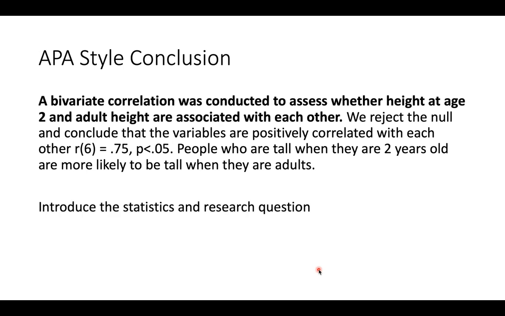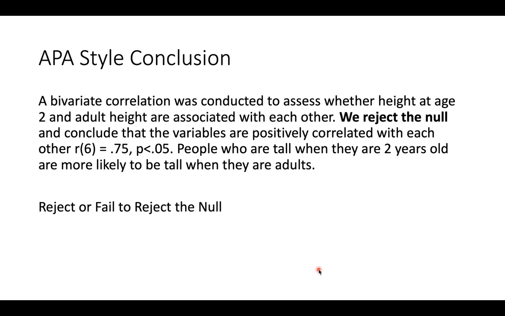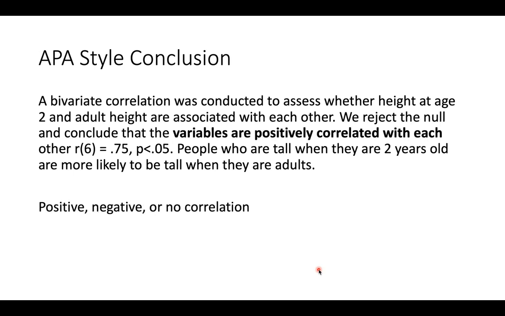So the first thing we do is introduce the statistics and the research question. A bivariate correlation, that's our stat, was conducted to assess whether height at age 2 and adult height are associated. That's our research question. Next, we state whether we failed to reject or rejected the null. We were statistically significant, so we reject the null. We conclude that we have a positive correlation between these two variables.